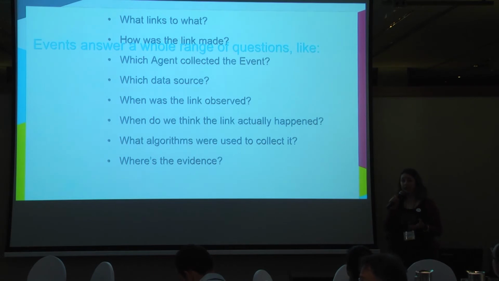That's really important. Was it that somebody tweeted the DOI URL in their tweet, or did they actually use the publisher's article landing page URL? That might be a really interesting and important data point to someone. When was the link observed versus when do we think the link actually happened? So when did we get the record in our system versus when did the platform report that relationship occurred? What algorithms were used to collect it? And really, really crucially, what's the evidence that says this relationship occurred?